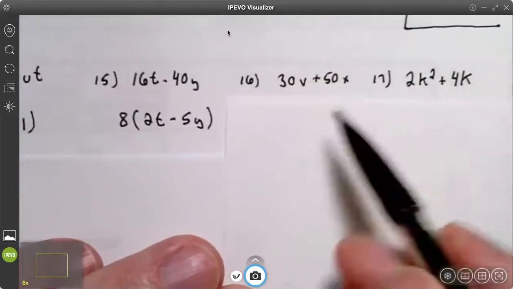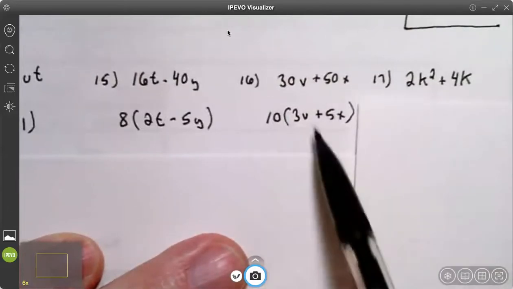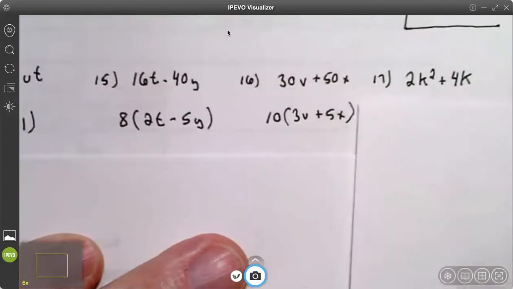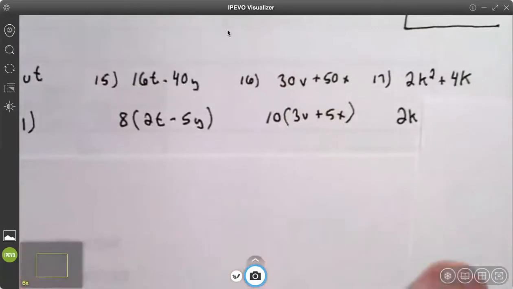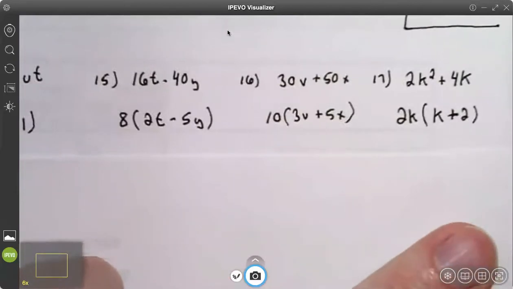On number 16, my greatest common factor is 10, and that leaves me with 3v and 5x. 10 times 3v is 30v, 10 times 5x is 50x. Try number 17. On number 17, your greatest common factor is 2k. That leaves you with k plus 2.